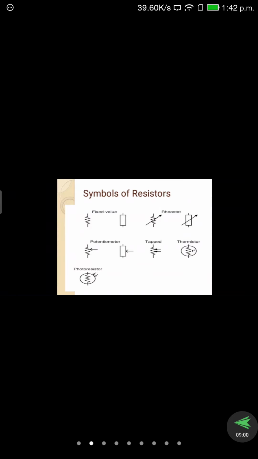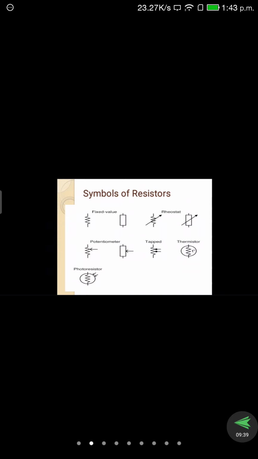Next, the third one is a potentiometer. A potentiometer is a slider: an arrow mark placed at the side of a resistor, and that is what we represent as a potentiometer. Next, if a tapping is provided, we call it a tapped resistor. Next, thermistors. Thermistors are generally used for temperature measurement, and are represented with a circle enclosing the resistor symbol.